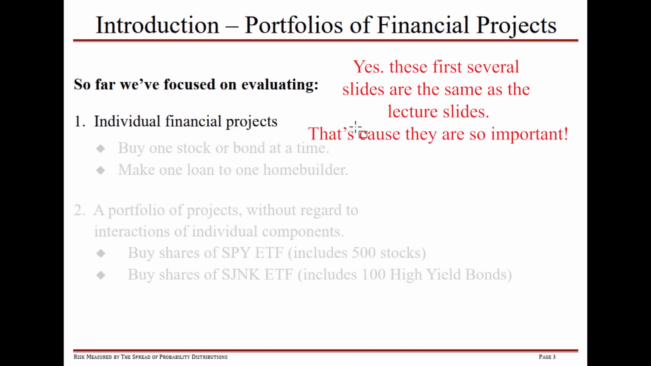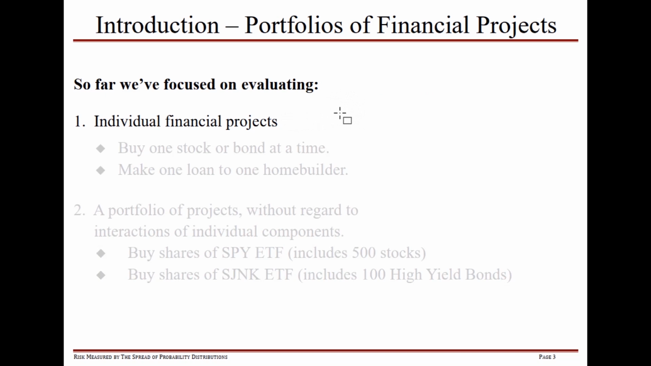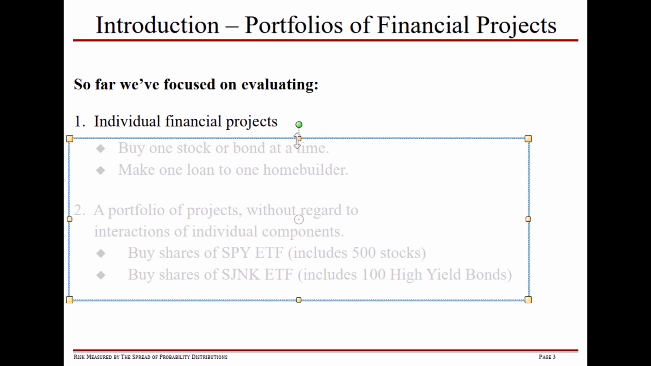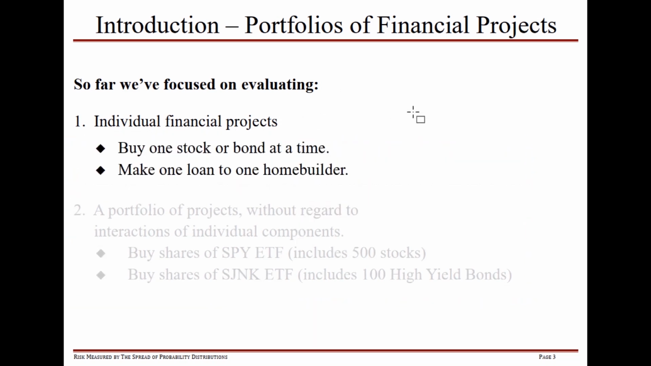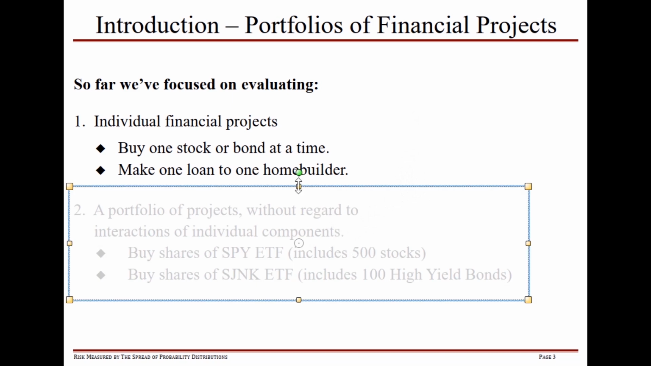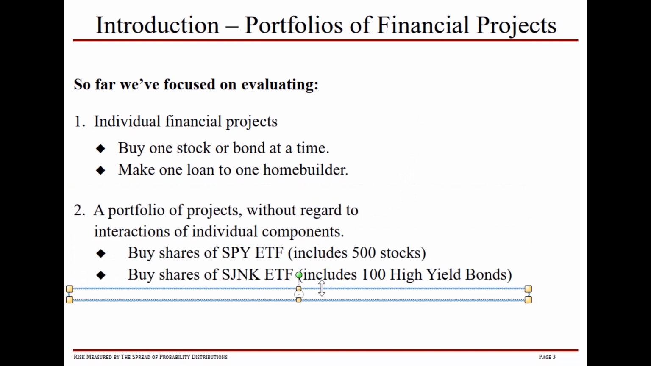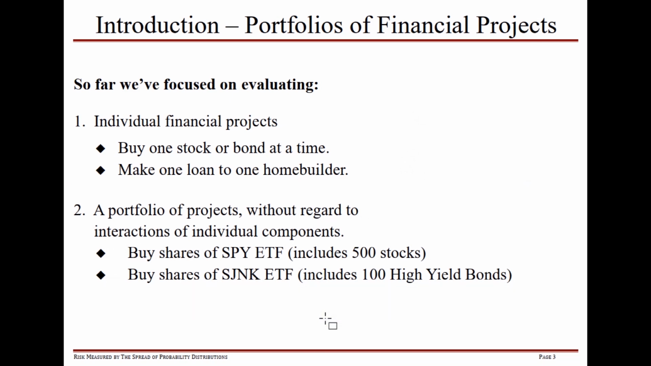Okay, so in this chapter, we're going to be looking carefully at portfolios of financial projects. So far, we've been focused pretty much on evaluating, on the one hand, individual financial projects. For example, we've been looking at something like buying one stock or bond at a time, making one loan to one home builder, that type of thing. Or on the other hand, we have sometimes looked at portfolios of projects, but really without regard to the interactions of the individual components within the portfolio.